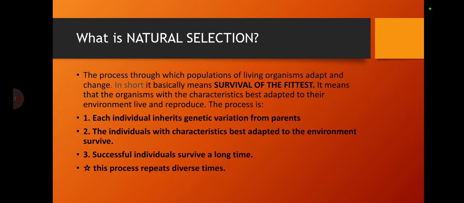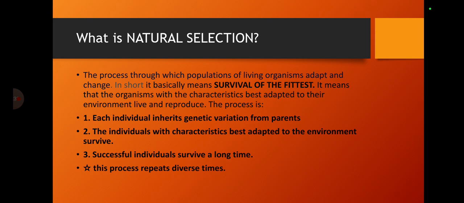What is natural selection? The process through which populations of living organisms adapt and change. In short, it basically means survival of the fittest. It means that the organism with the characteristics best adapted to the environment will live and reproduce. This process includes some steps.